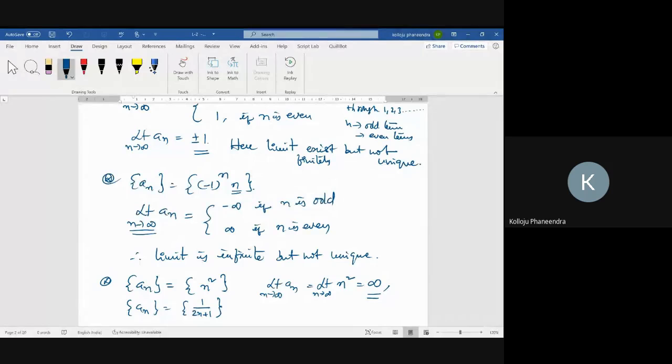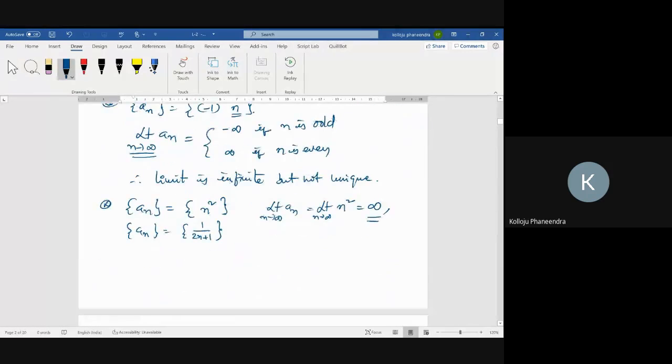Or one can take, using L'Hospital's rule or something intermediate, if I write this as n by 2n square plus 1. What is the limit value then? The limit n tends to infinity of n by 2n square plus 1.